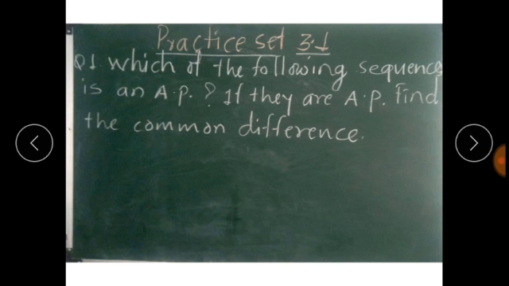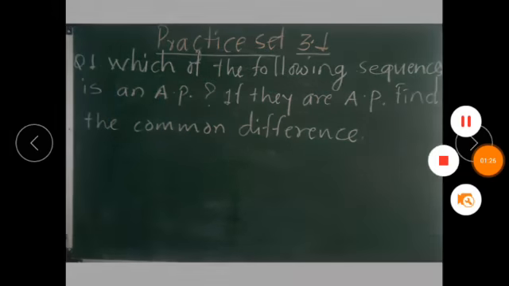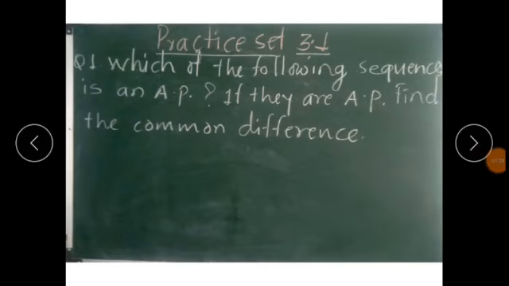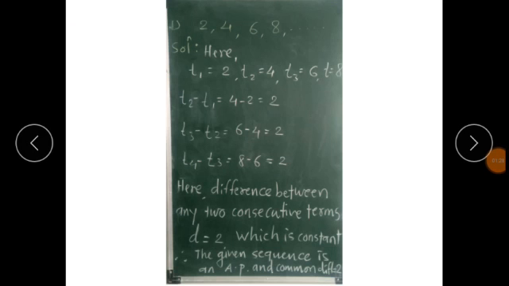Now let us come to question number 1. Practice set 3.1, question number 1. The question is, which of the following sequences is an AP? And if they are AP, find the common difference. The sequence is given and we have to find out the common difference between these sequences and decide whether it is an AP or not.